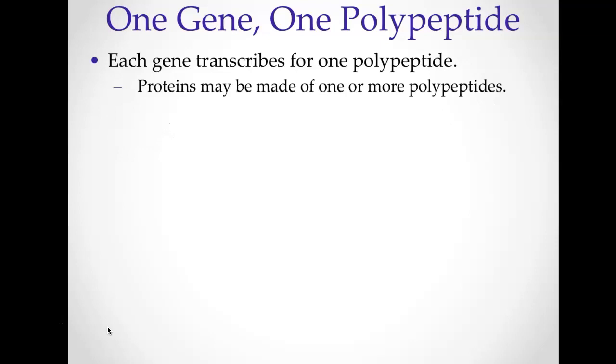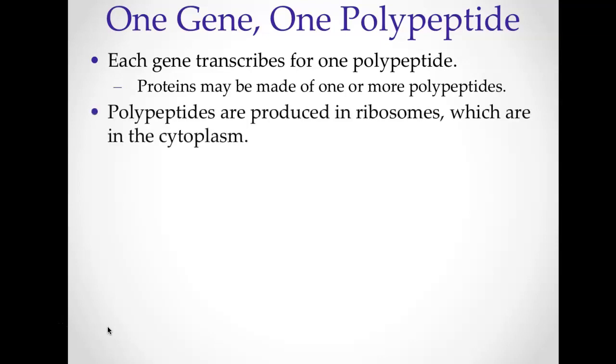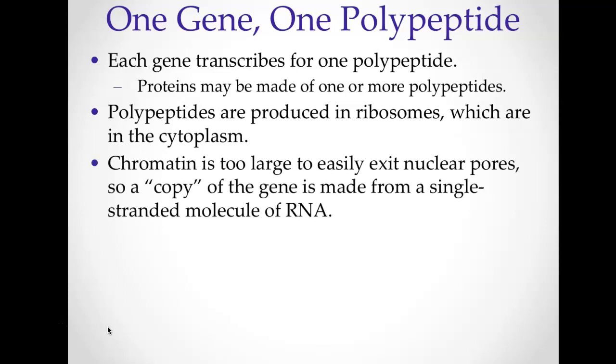All right, so each gene that is transcribed is transcribed for only one polypeptide. And so a protein can be made up of one or more polypeptides. So one protein could be the result of multiple genes, but each gene is going to code for its own chain of amino acids. Polypeptides are produced in the ribosomes, which are in the cytoplasm or they're attached to the ER. Chromatin is too large to exit the nucleus. So a copy of this genetic information needs to be sent from the nucleus out into the cytoplasm.